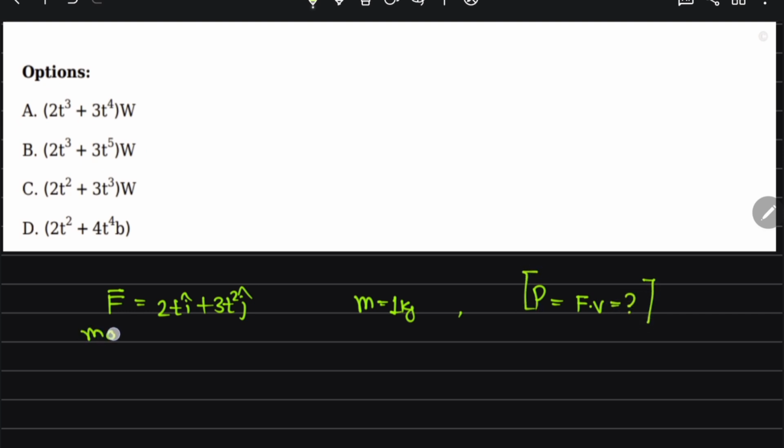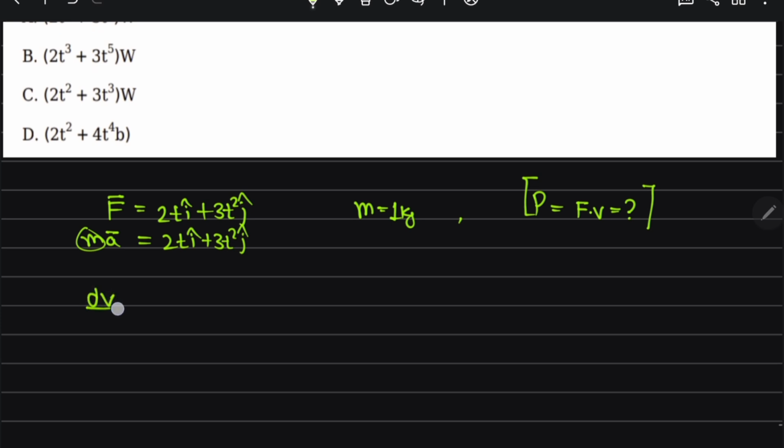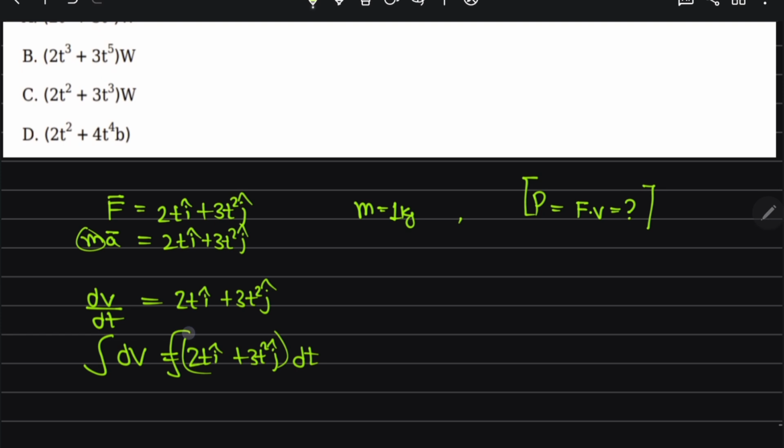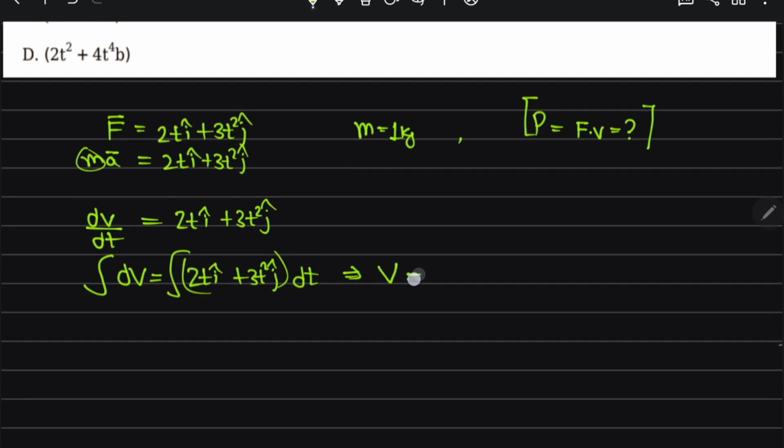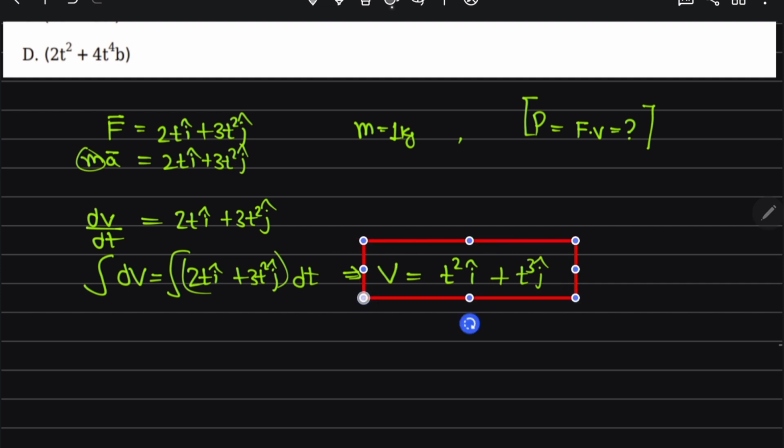Here force is mass into acceleration, that is 2t i cap plus 3t square j cap, with mass 1 kg. So acceleration dv by dt is equal to 2t i cap plus 3t square j cap. So dv comes out to be 2t i cap plus 3t square j cap into dt. If I integrate it, velocity comes out to be t square i cap plus t cube j cap.